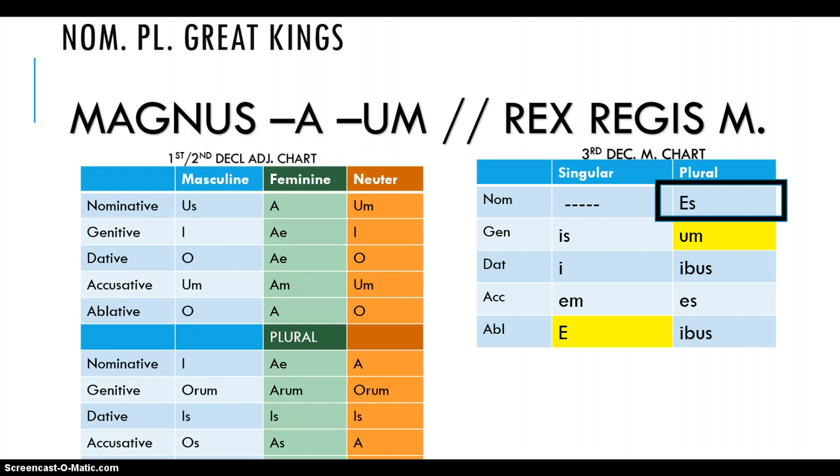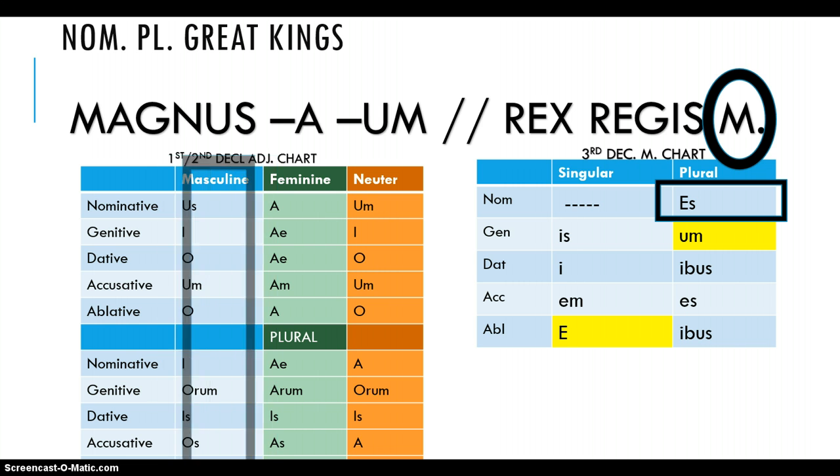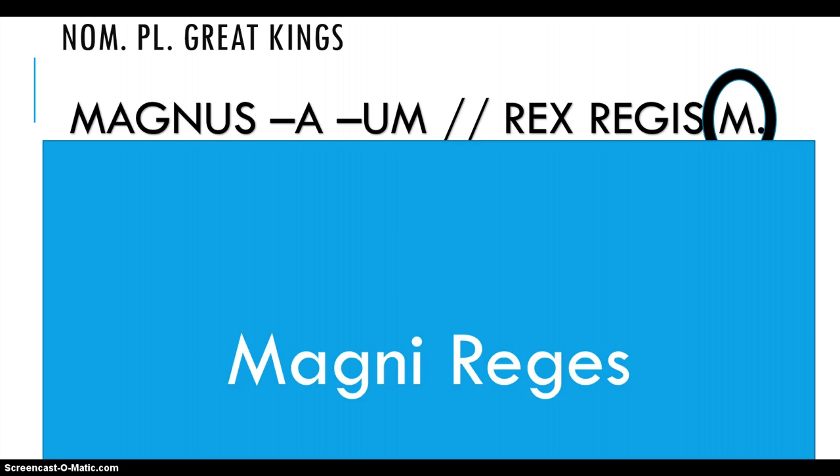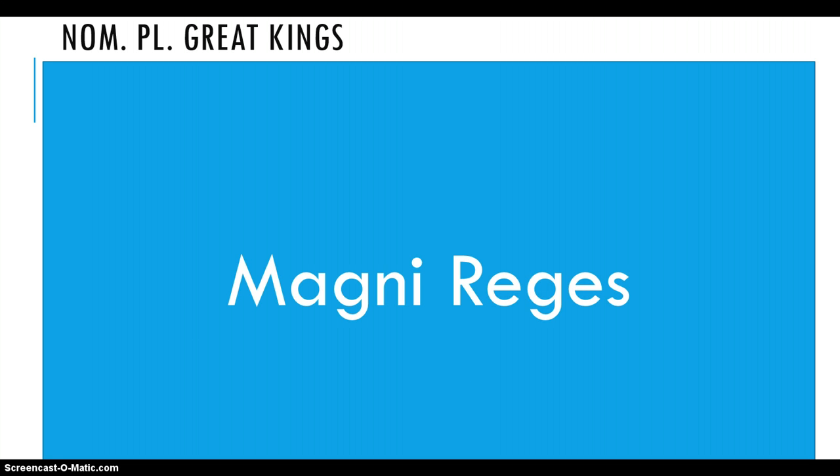Now magnus, a, um is a first and second declension adjective chart. Now we have to figure out which column we want to draw from. So to do that, we have to look at the gender of the noun, which in this case is masculine. So we're interested in the masculine chart. And we're interested in nominative plural. So we're going to go there. The ending is I with a macron. So our answer is magni reges. They don't look like they match because they're different declensions, but they match in case, number, and gender. They're nominative and plural.